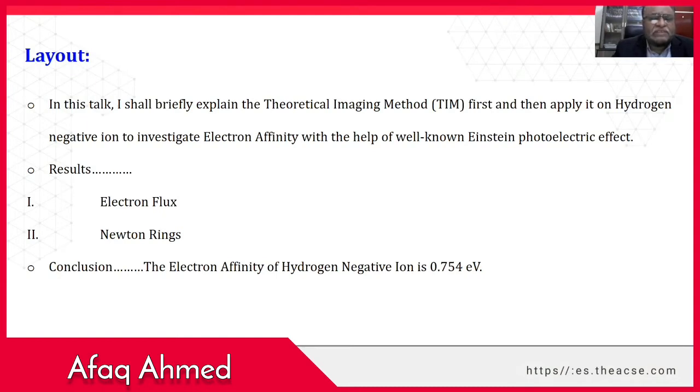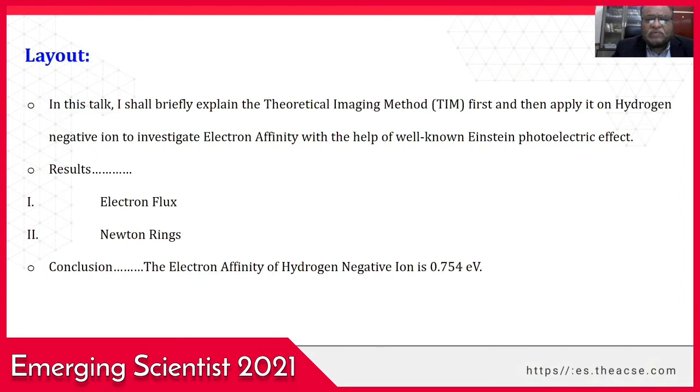In the results section, I will explain two things. One is electron flux and the other is the Newton rings. In conclusions, the electron affinity of hydrogen negative ion will be 0.75 electron volt.